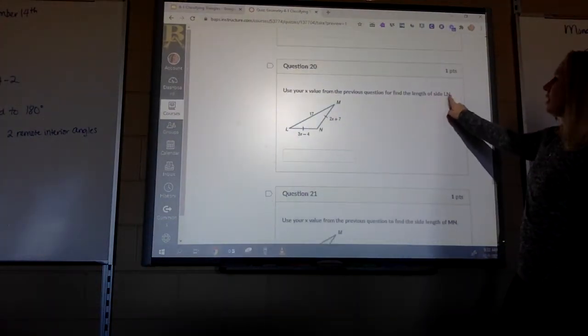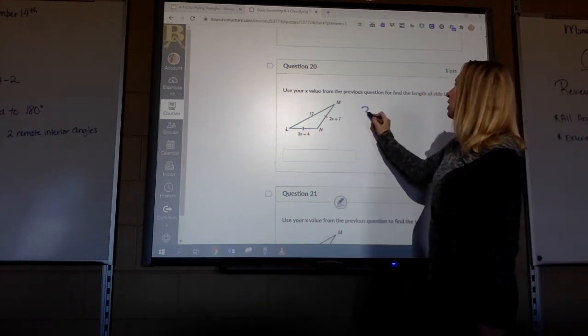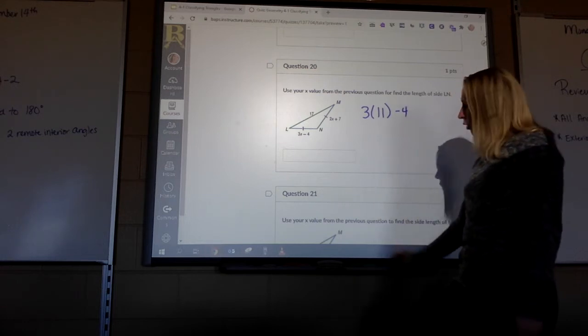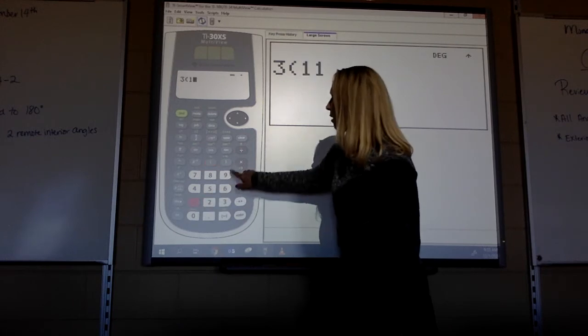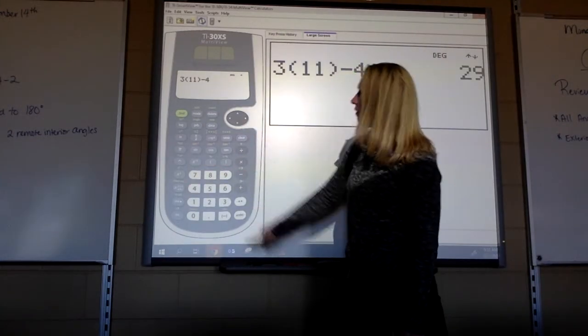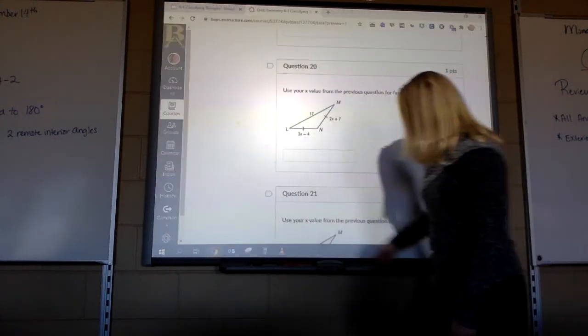it says find the length of side LN. So I would take 11 and plug it in. 3 times 11 minus 4. So 30, or 3 times 11. I'm just going to show you how I do it. Minus 4, so I just plugged in 11, and you get 29, which hopefully you knew that.